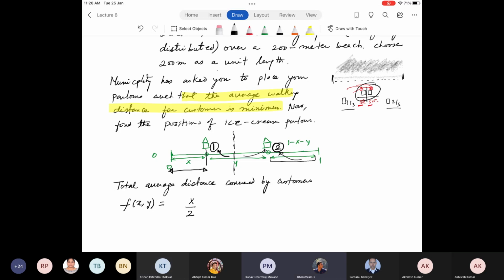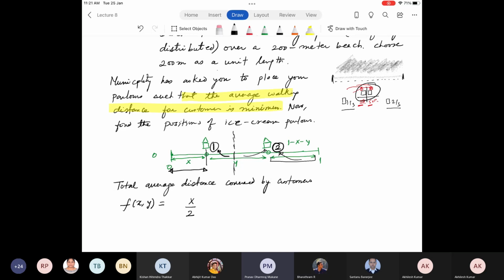Sir, I'm not able to explain, but it should be x by 2 because the maximum is x and the minimum is 0. So the average for all the points will come at x by 2 only. So x by 2 is the minimum distance one person is walking, right?